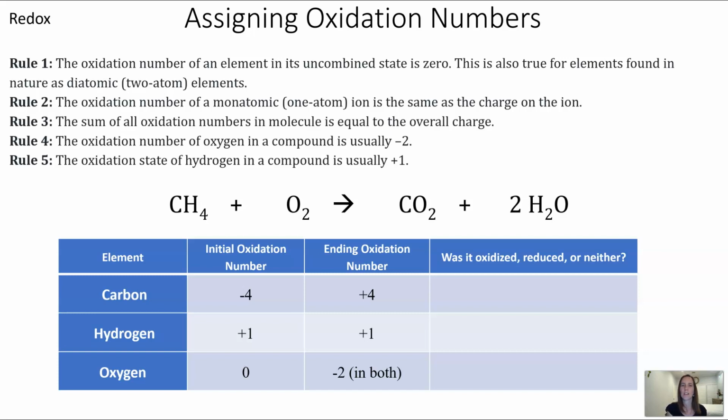If oxygen had a different oxidation number in one molecule compared to the other, you would want to write out both oxidation numbers and which molecule it applies to. But because it's -2 in both, we can just write -2.